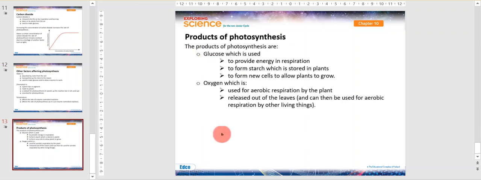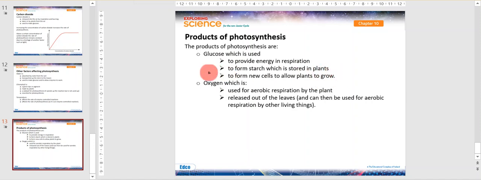So then finally, what are the products of photosynthesis? The products of photosynthesis are glucose, which is used, so the whole point in the plant going through the process of photosynthesis is to produce glucose. The plant uses that to provide energy in respiration. So the plant makes its own food and then breaks down its own food through the process of respiration. It's also converted to starch, which is stored in the plants, and used to form new cells to allow plants to grow. So again, this glucose is used by the plant to repair itself and to grow new cells.